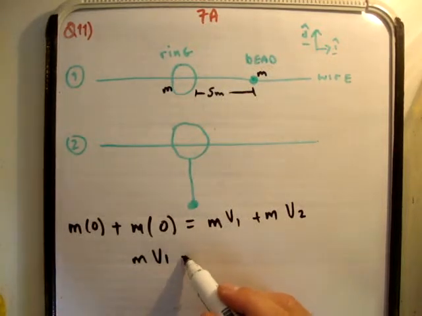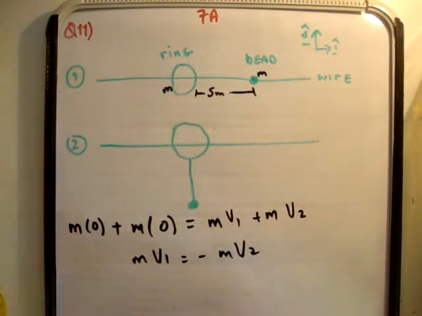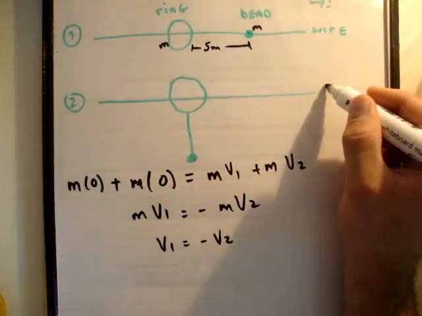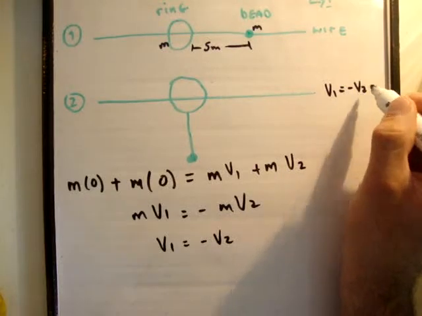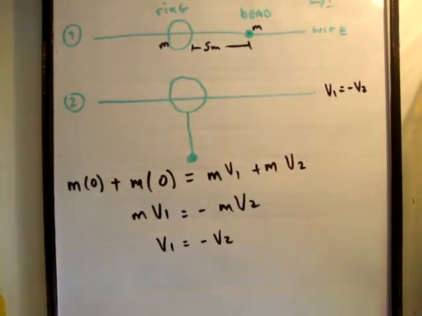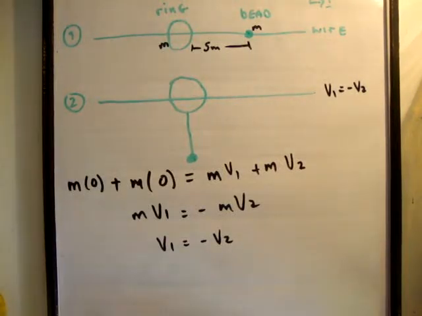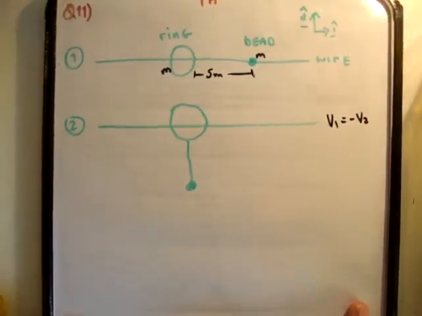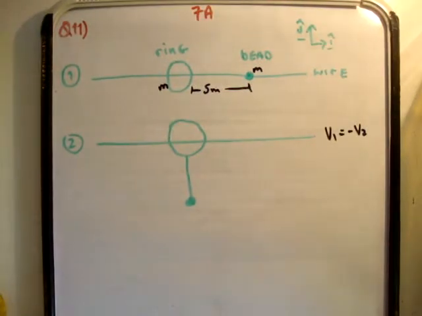So we're going to find that mv1 is equal to negative mv2, or you can say that v1 is equal to negative v2. So if the bead is going to the left at a certain magnitude, then the ring is going to the right with the same magnitude. That's what that means. The next thing we need to do is apply the principle of conservation of energy. Remember, the principle of conservation of energy needs velocities. So we have the initial velocities at this stage.